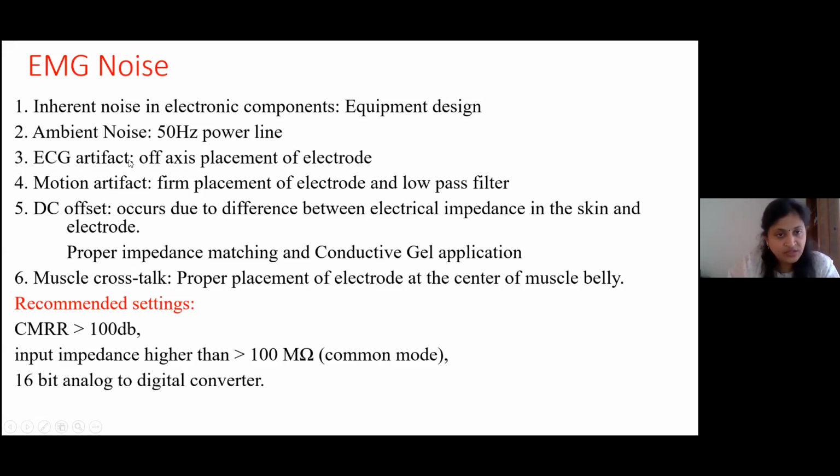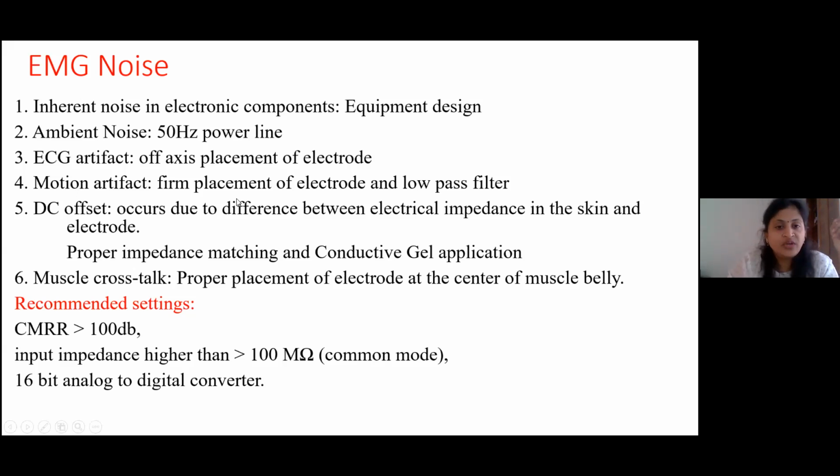ECG artifact. Most of the time, along with your muscle signals, the heart pulses can also be detected nearby your muscles, so these ECG signals also get captured. I face this problem a lot. ECG signal also gets captured with the muscle signal. Here, what you have to do is, for whatever muscle you have to study, the placement of the electrode plays an important role. So off axis placement of the electrode can remove this ECG artifact.